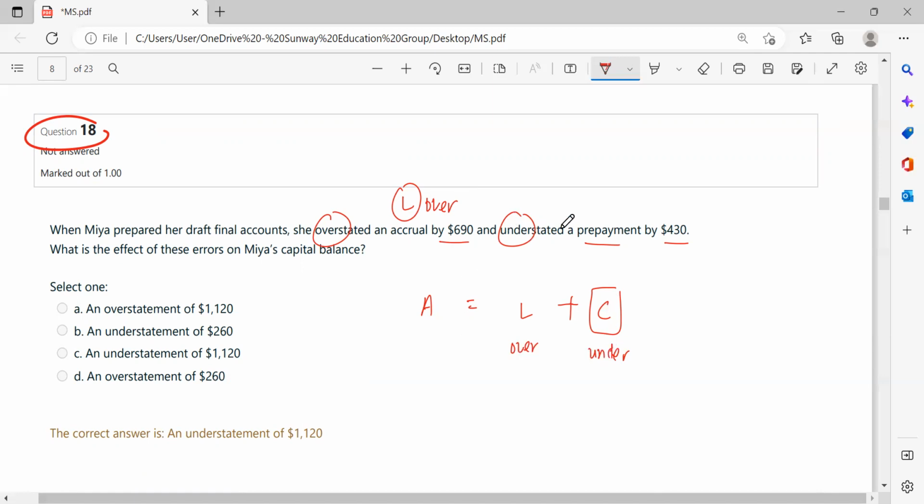Moving on, understated prepayment. Prepayment is my asset. So when my asset is understated, what will happen to my capital? My capital is understated also. Otherwise, both sides cannot be balanced. So now you notice that actually both understate my capital. One understated by 690, another one understated by 430. And therefore, the total understatement should be 1,120.